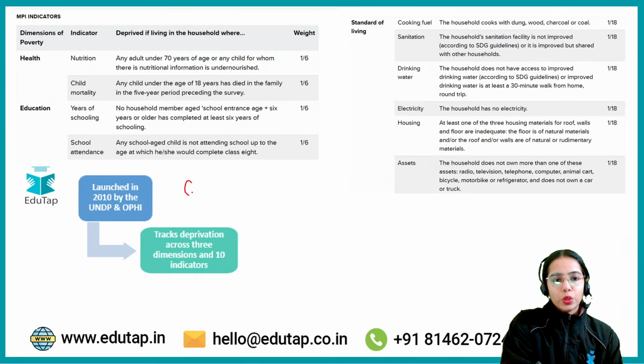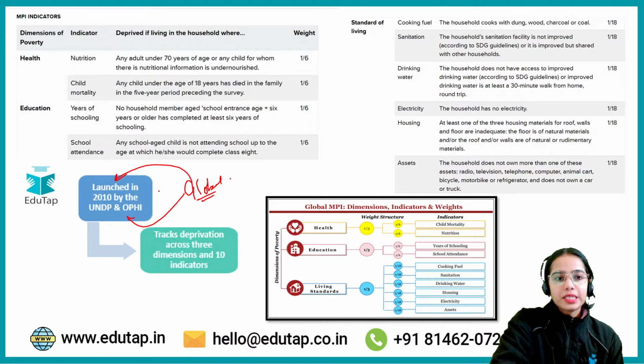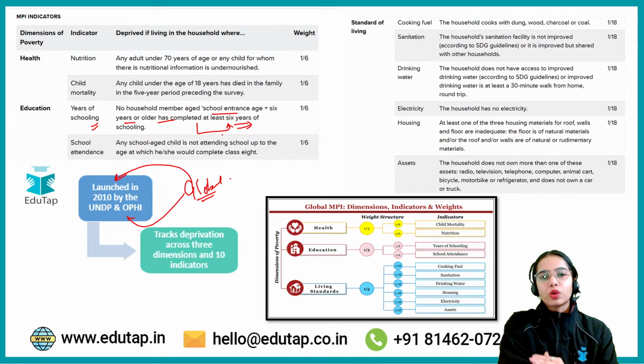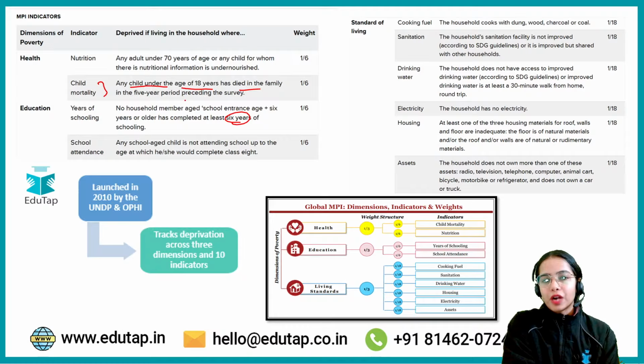Now the Global Multidimensional Poverty Index was launched in 2010 by the UNDP and OPHI. Okay. And here, if we are talking about years of schooling, no household member aged school entrance age plus 6 years or older has completed at least 6 years of schooling. So the person should have at least completed 6 years of schooling. And child mortality: any child under the age of 18 years has died in the family in the 5-year period preceding the survey. So when the survey is happening, this is the data that is collected.